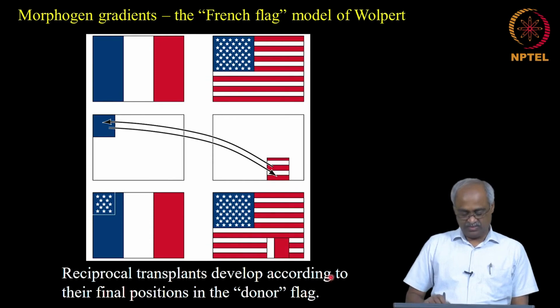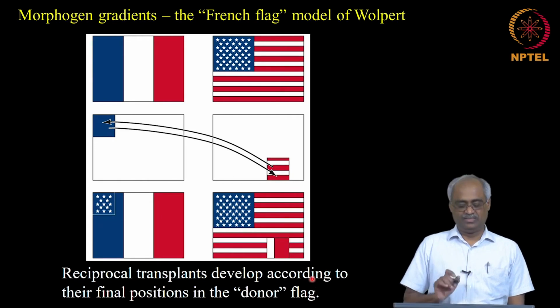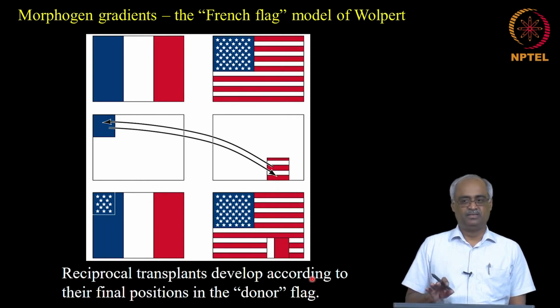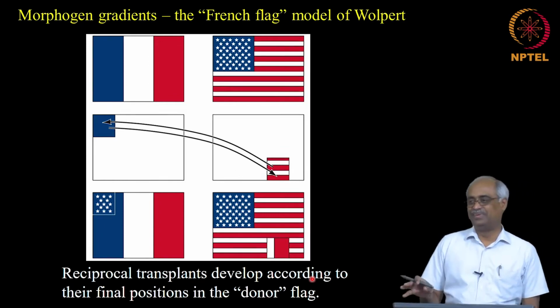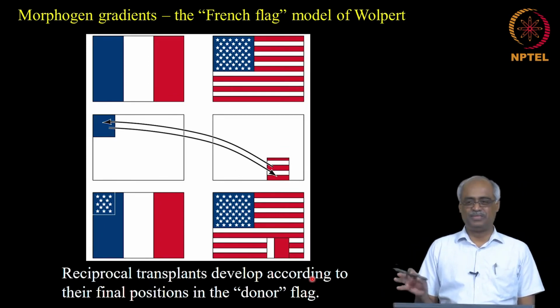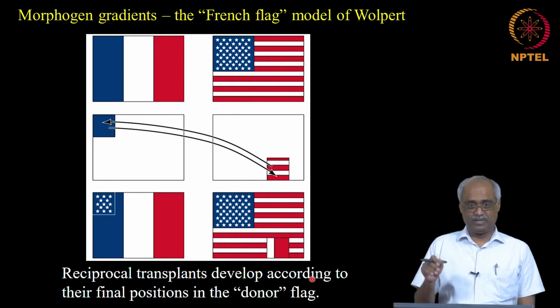Okay. Reciprocal transplants develop according to their final positions in the donor flag. So this is the idea of morphogen and morphogen gradient. It is really important because it plays a lot of role. This is one place where people did some fruitful mathematical modeling, okay. That is the only example of using maths in developmental biology, and that is not there in the later editions of Scott Gilbert. So this morphogen keeps coming again and again, okay.